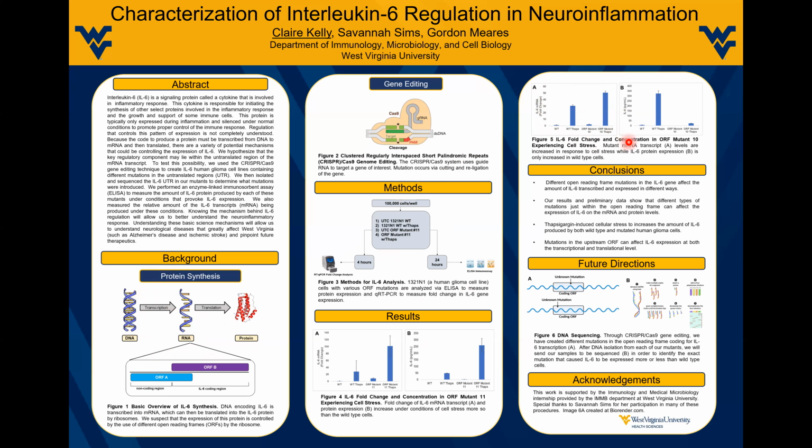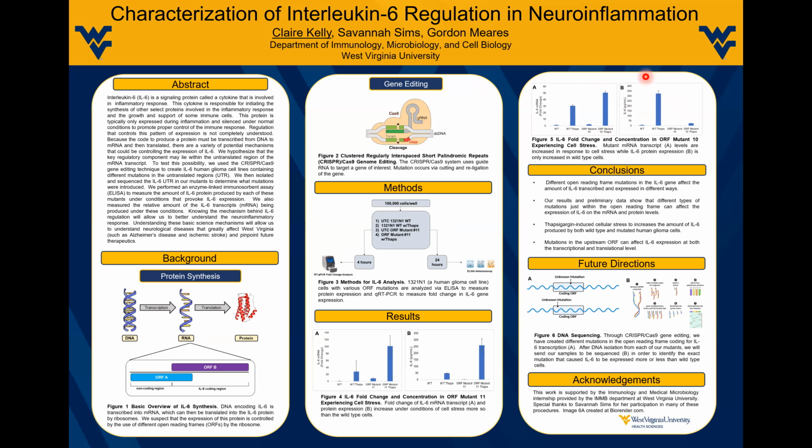This is a different mutant. These are mutants 11 and 10. They have different mutations in their DNA. Other than that, 11 and 10 are just arbitrary numbers that we use to keep track. So with this mutant, again, much more IL-6 transcript, or mRNA, is being produced under the cell stress conditions.